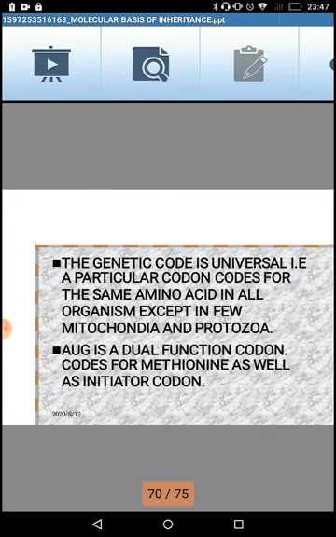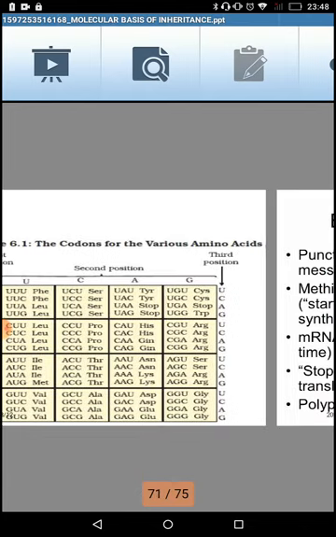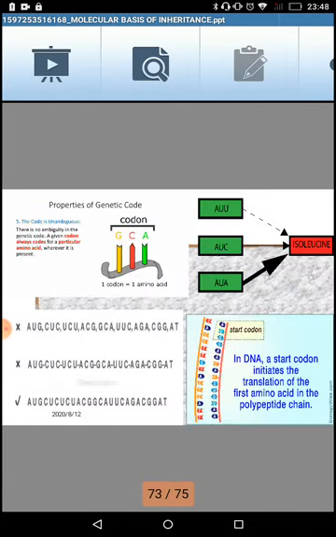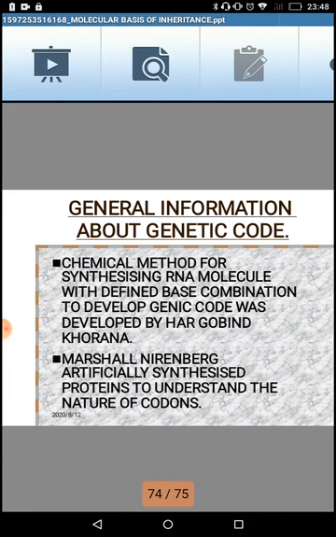acid in all the organisms except in few mitochondria and protozoa, that is a kind of exceptional case. AUG is dual in function, codes for methionine as well as the initiation codon. That's what I said, AUG will be having two purposes. These are the different properties of a genetic code. A little history about it, I am just moving the slide, the last one. General information which has to be remembered if possible.